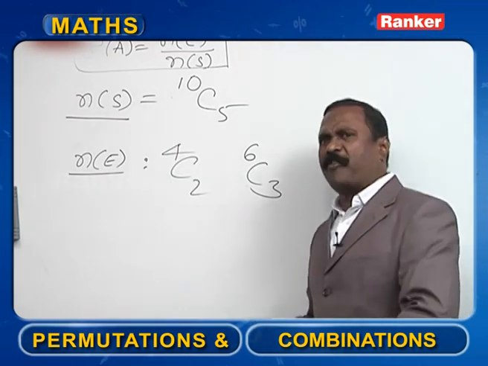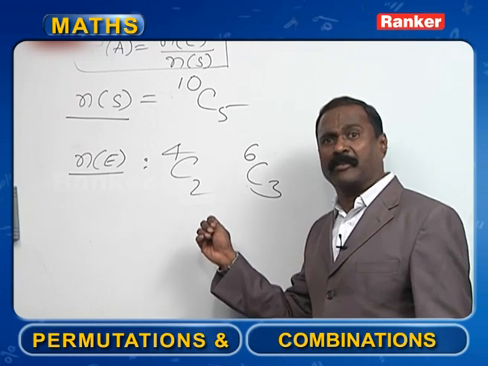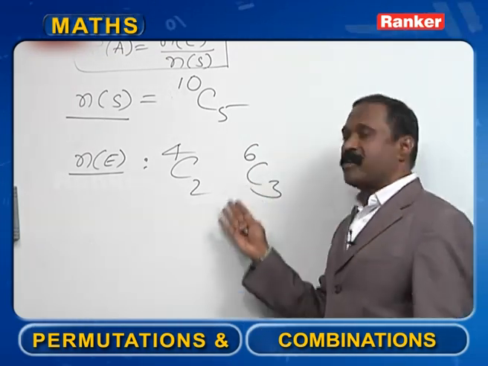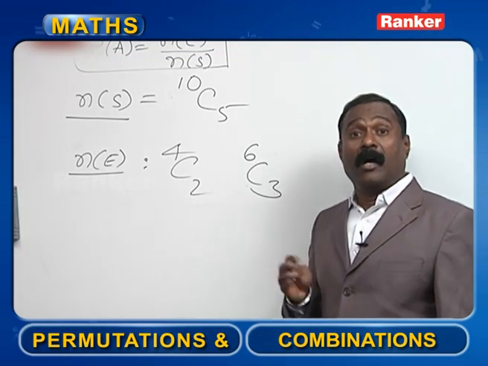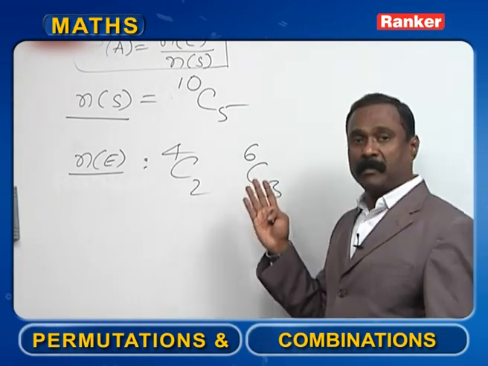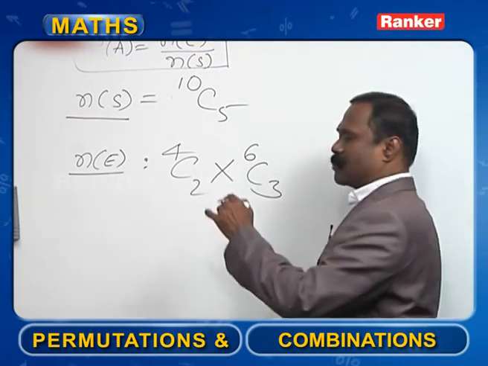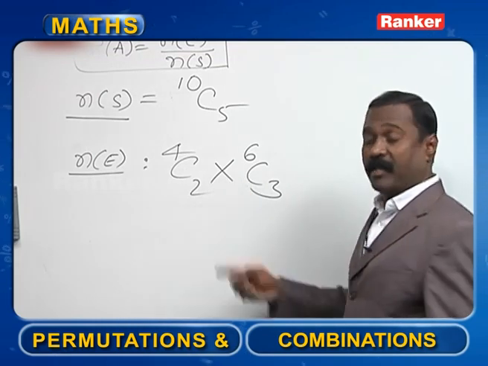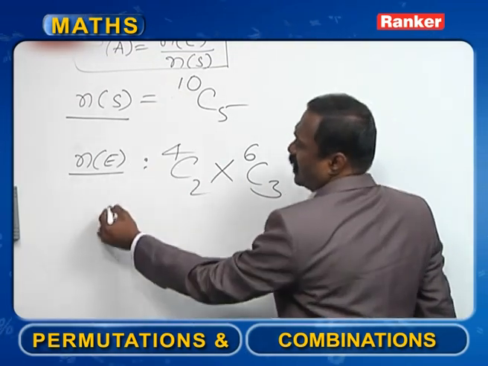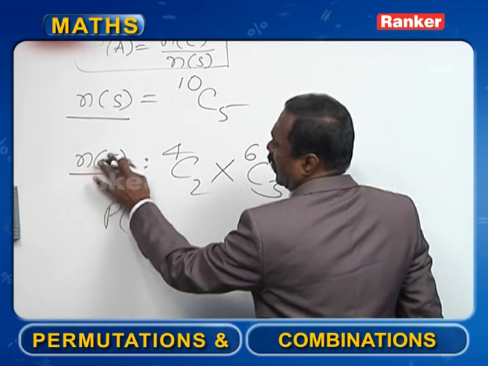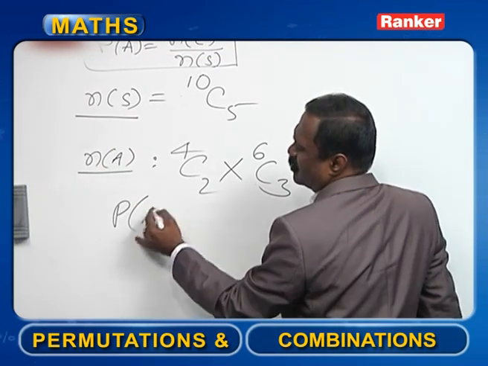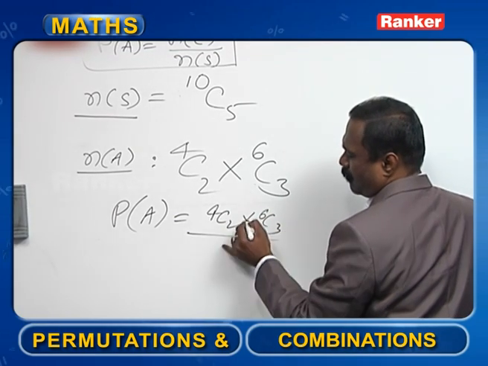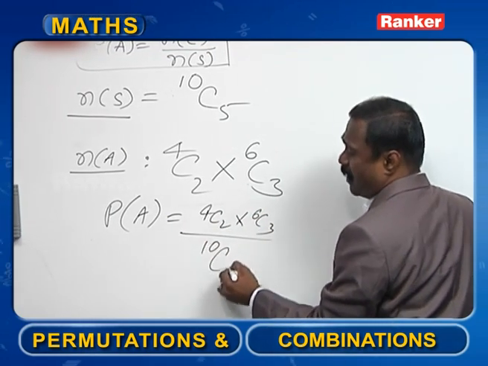First operation performed in 4C2 different ways, getting exactly 2 defective items. And second operation, getting 3 non-defective items from the 6 non-defective items. Second operation performed. By the principle of counting, we multiply. So this is the favorable number of outcomes, and the total number of outcomes is this. Therefore, P of A is nothing but 4C2 into 6C3 upon 10C5.